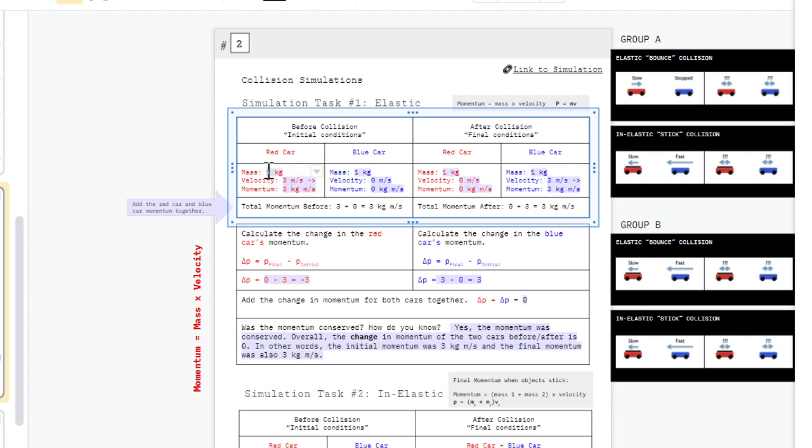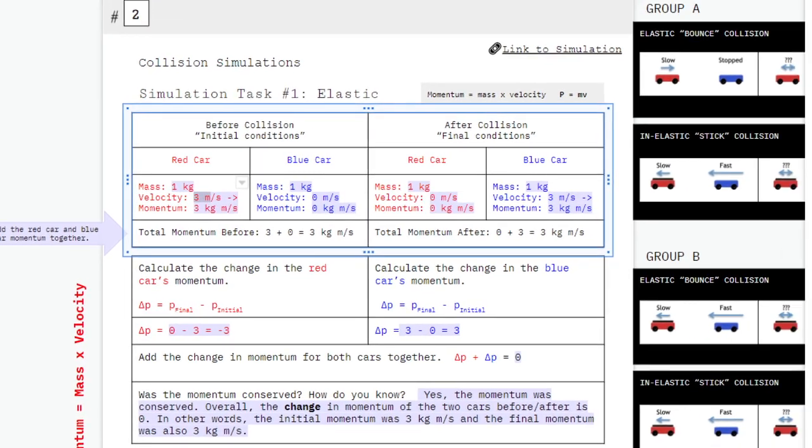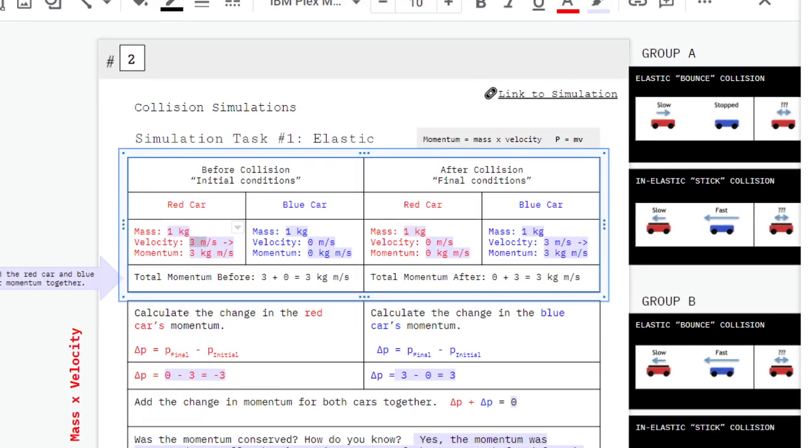So let's say we have a mass of 1 kilogram for the red car and a mass of 1 kilogram for the blue car. The initial velocity is 3 meters per second for the red car, and it's going to hit the blue car that has a velocity of 0 initially. The simulation that you need to use is linked at the top.